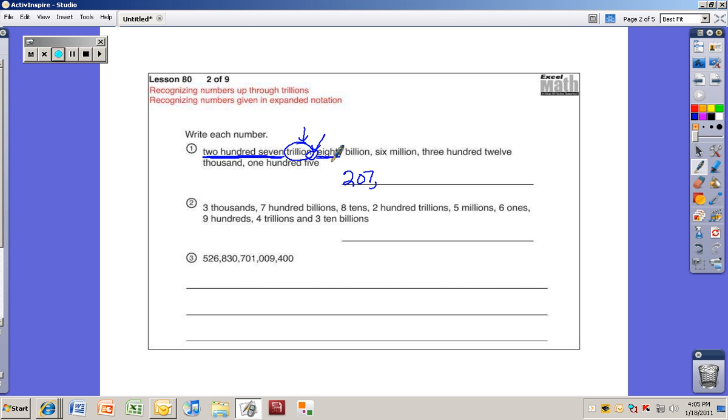Then next we have 80 with the name of the comma, 80 billion. Now if you just write 80, you only have two numbers here, but you need to have 3 digits between each comma. So I'm going to put a 0 before the 80. If we put it after the 80 over here, it's going to say 800 instead of 80. So we need it before the 8.